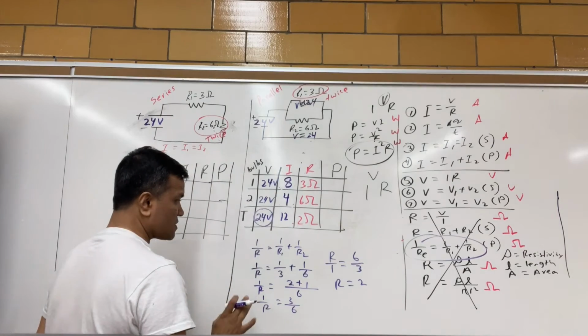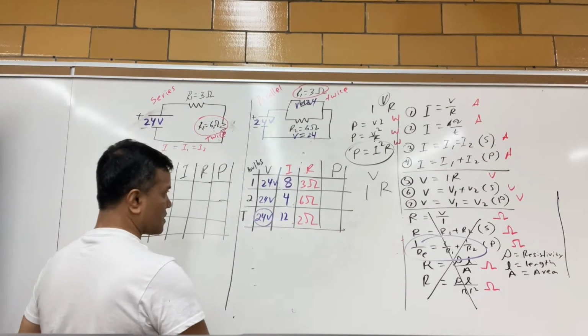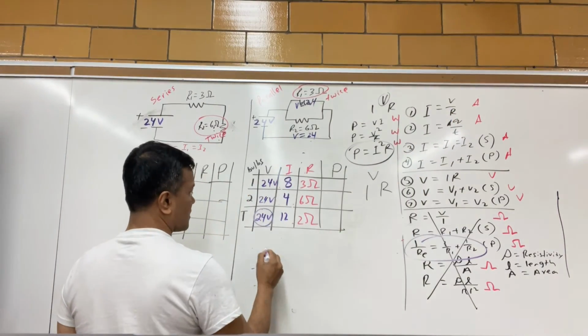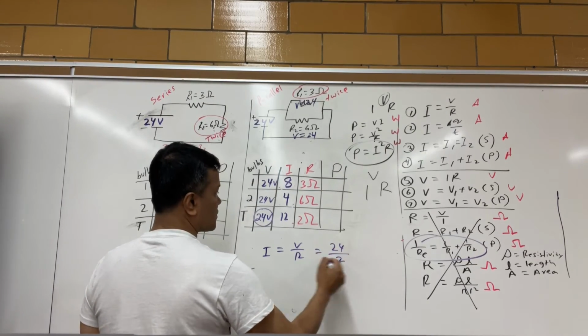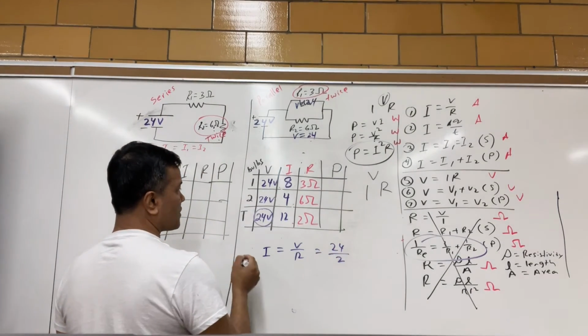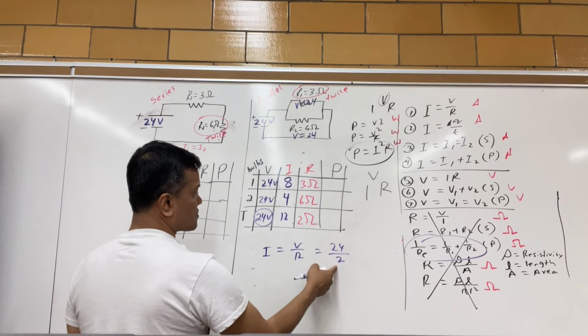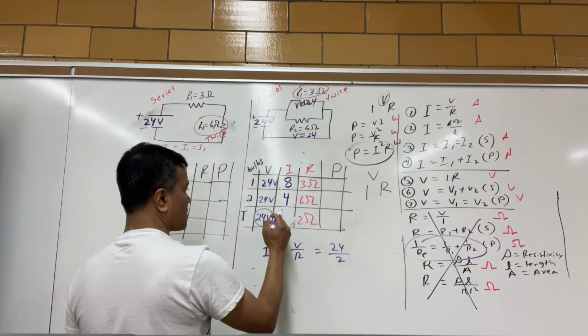Is that true? Let's prove that. Ohm's law tells us that the current is V over R. V is 24, R is 2. Where did the 2 come from? The resistance is 2. So 12. So that's proof. This is 12.